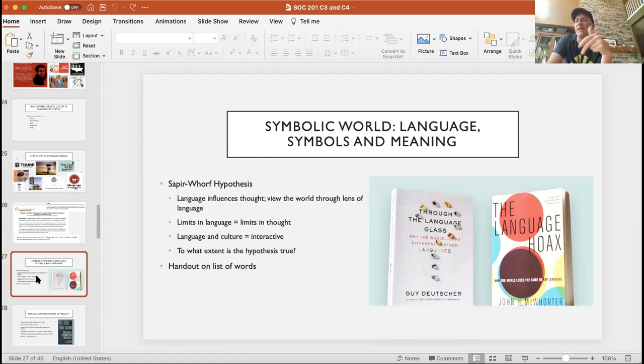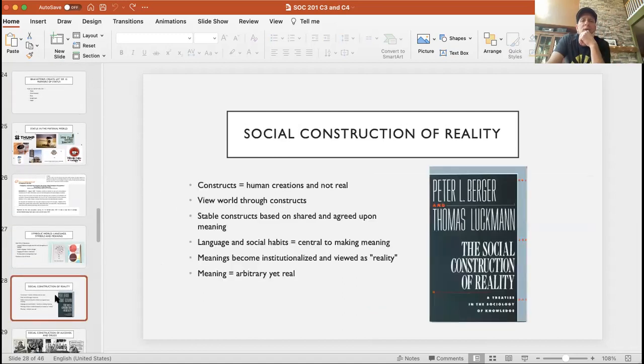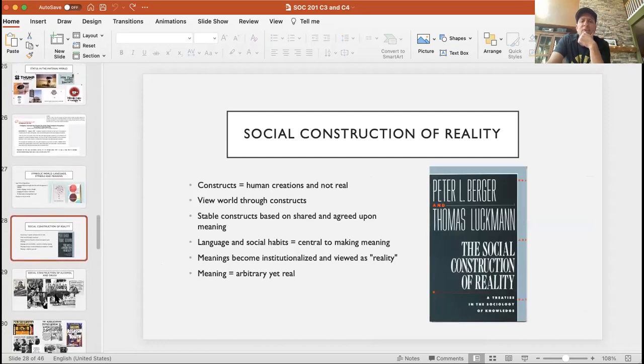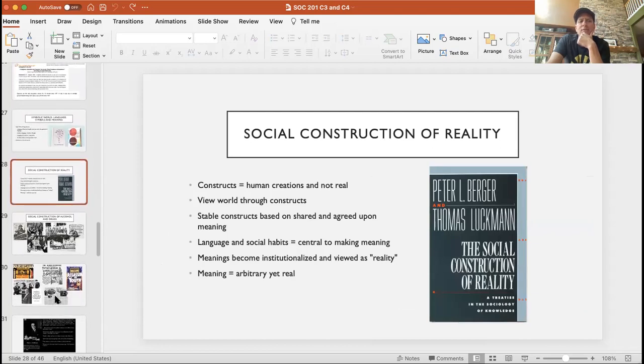Somebody who's an ex-convict, an ex-felon. I mean, language is powerful, right? Language is a way of shaping meaning. Then there's this idea of social construction of reality, and this will come up at different points in the term.